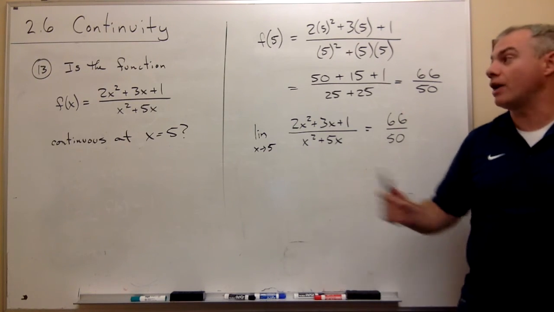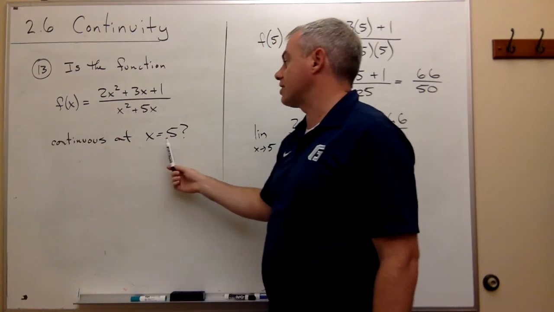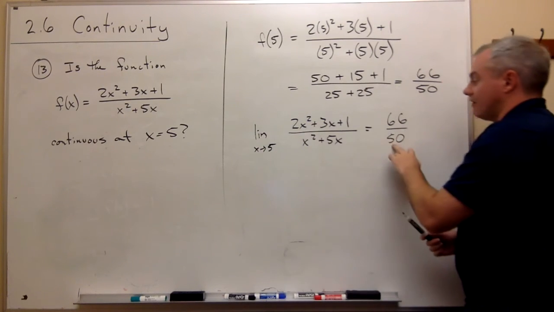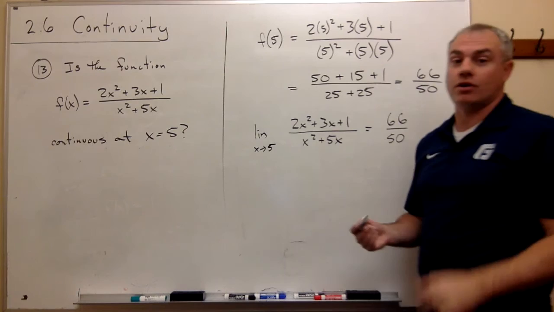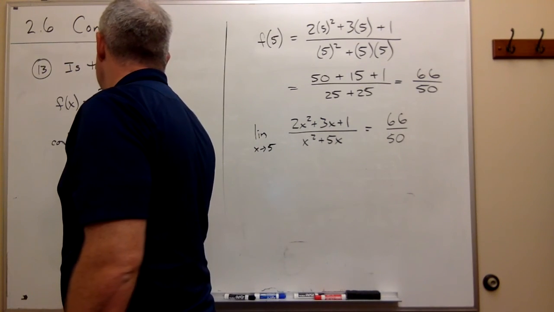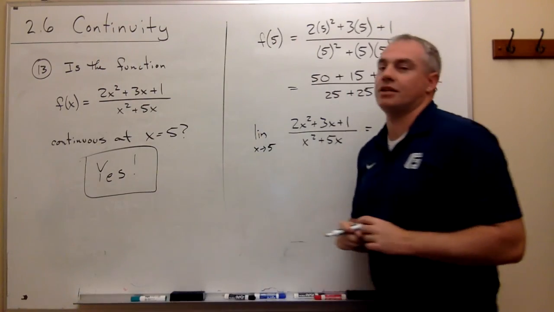And so the question was, is the function f of x continuous at 5? It has a functional value, it has a limit value, and those two are the same. So the answer to the question is yes. It is continuous at x equals 5.